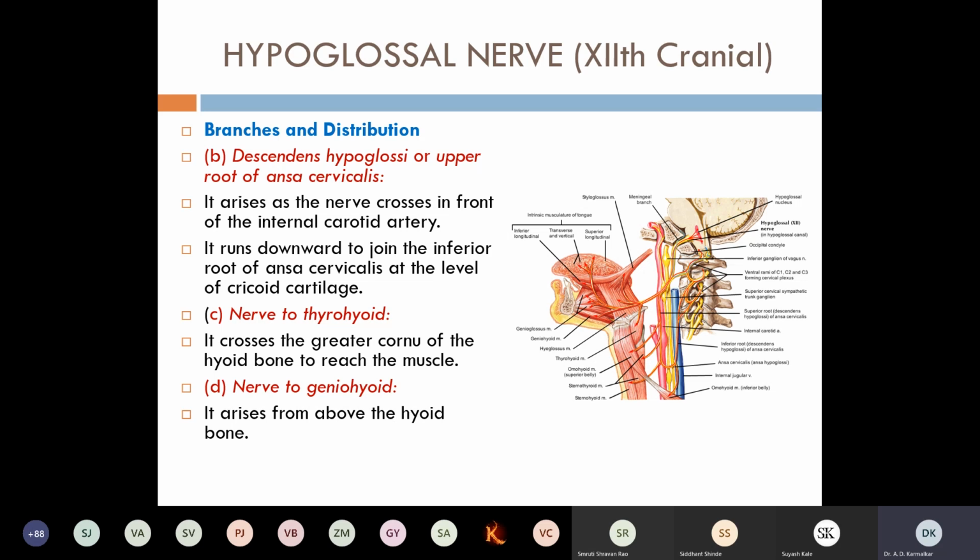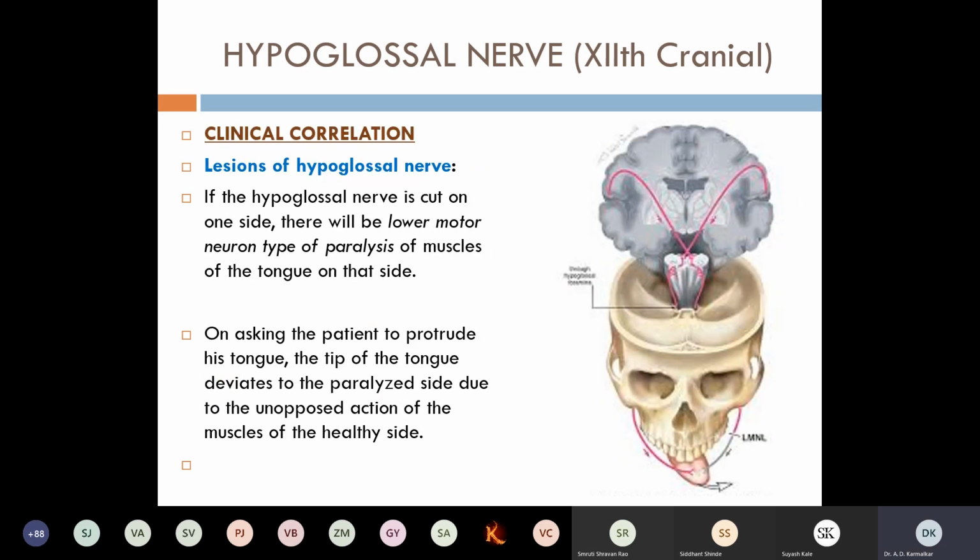Okay. So this descendens hypoglossi arises as a nerve crossing in front of the internal carotid, and it runs downwards to join the inferior root of ansa cervicalis at the level of the cricoid cartilage to form the ansa cervicalis, which will give nerve to the thyrohyoid and nerve to the geniohyoid. These two muscles are supplied by the descendens hypoglossi. Is that clear? So through the C1 nerve. This also you should know about when the branches of the hypoglossal nerve are asked. Okay, the last part we are coming to here.